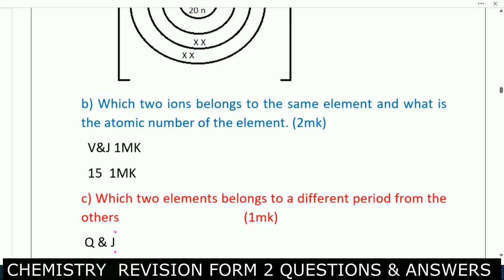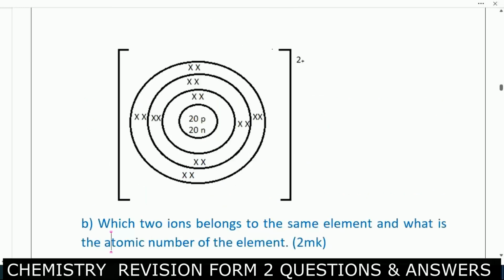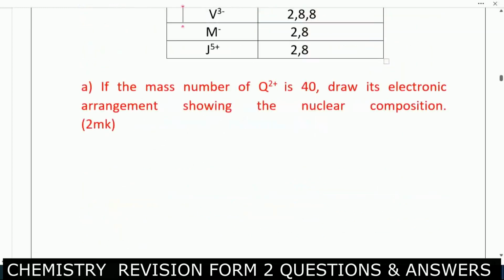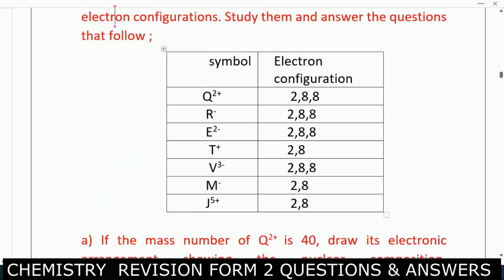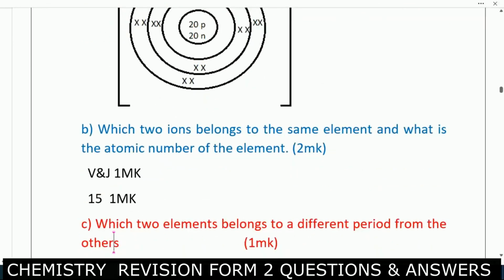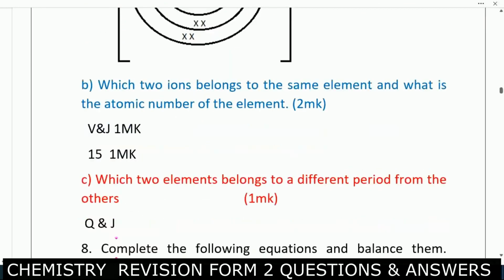Which ions belong to the same element, and what is the atomic number of the element? They belong to the same element. We have V and J. Let us see them in the table. They belong to the same element, and the atomic number is 15.